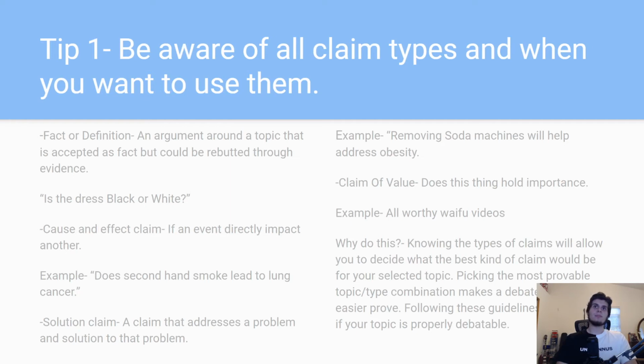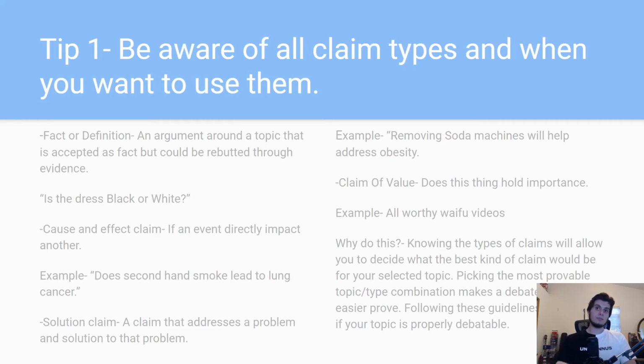And the final type of claim is the claim of value. Does the thing in question hold importance? Does it matter? An example of this is all of my worthy waifu videos. These are all debates of value because the evidence I'm using is factual reasoning for why a waifu is in fact valuable. Now, I've gone through a brief idea of why you want to know what all these are, but I'm going to just hit more on it really fast before we move to the next slide. Knowing the types of claims will allow you to decide what claim is best for your given context.